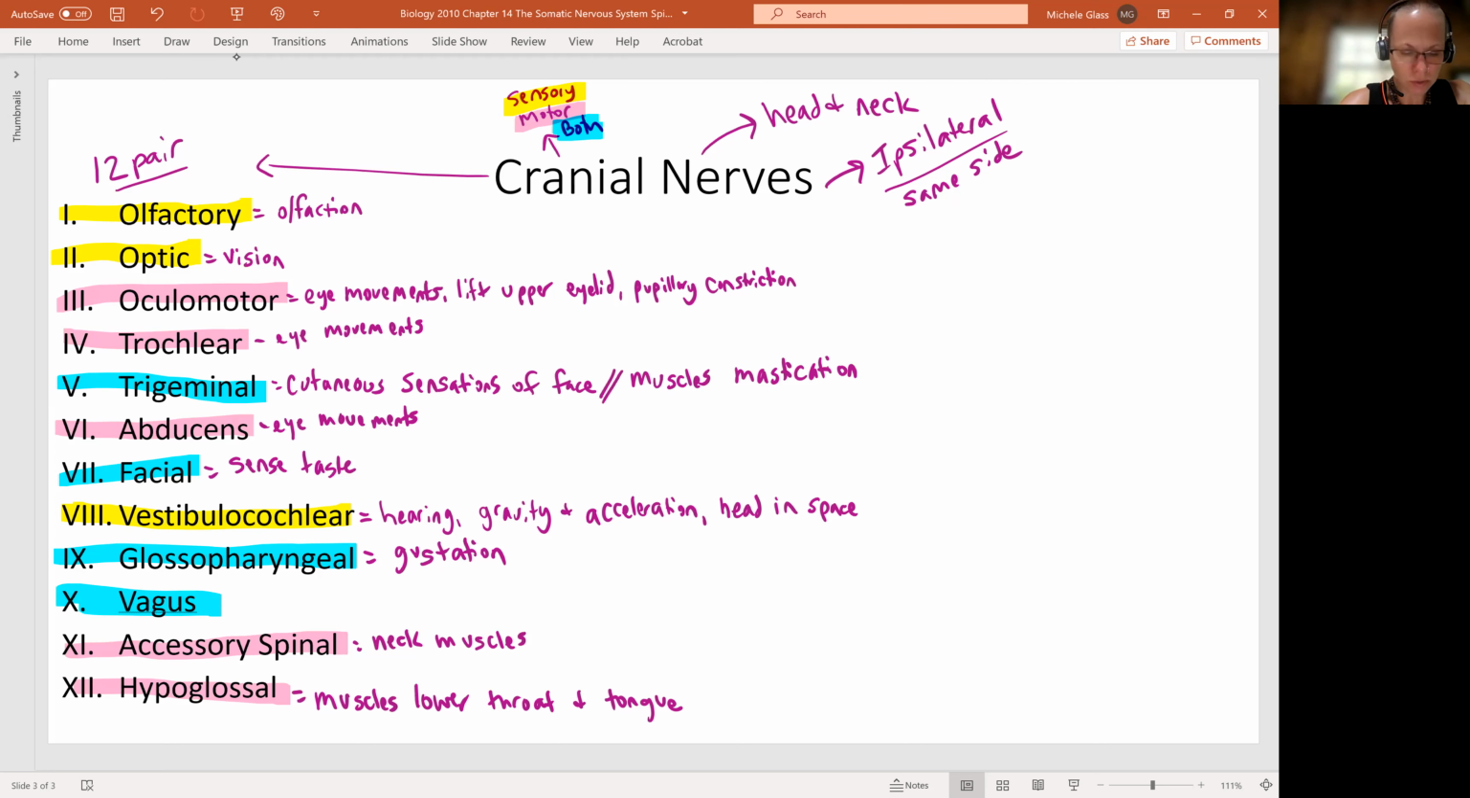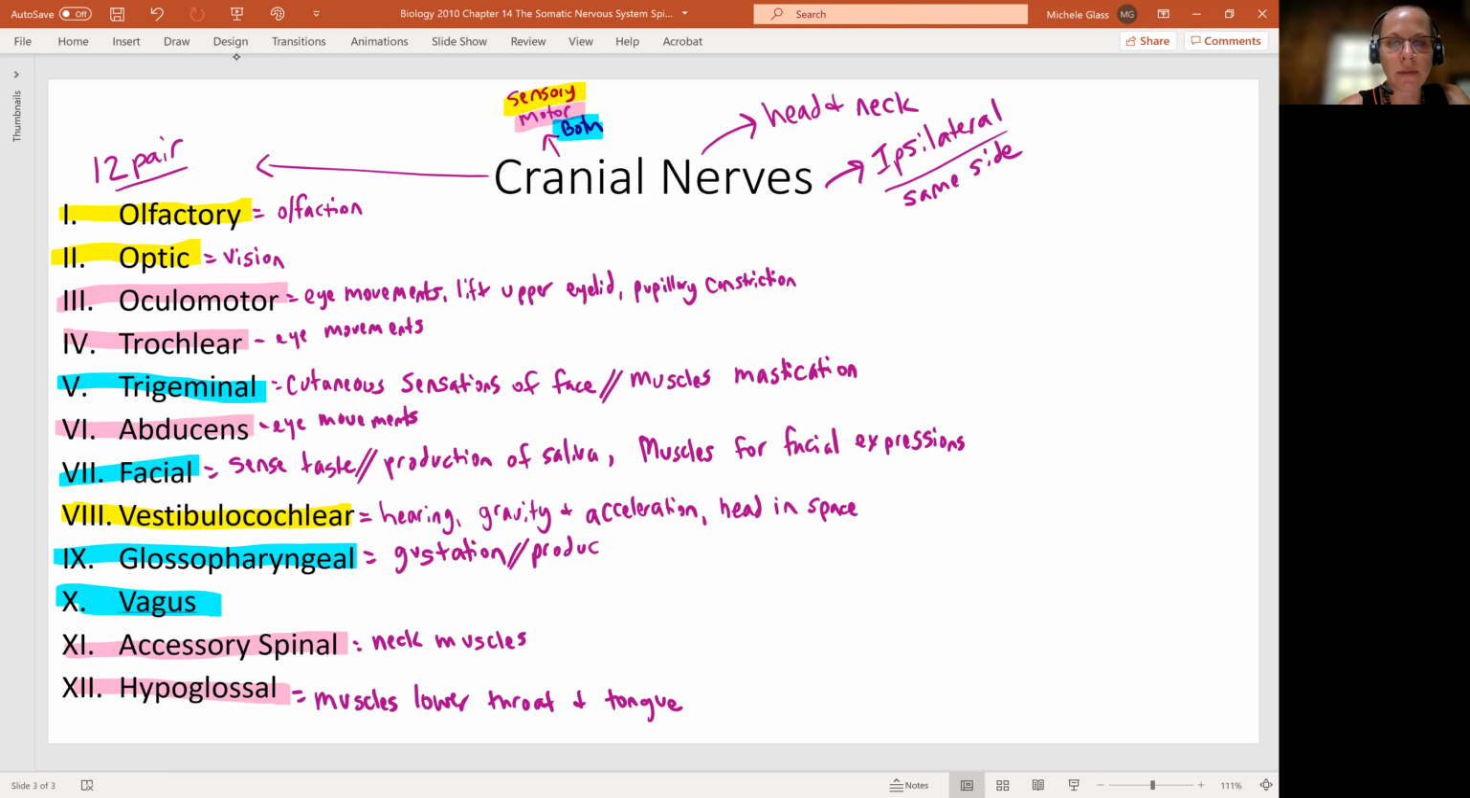For facial, we're going to see production of saliva, and we're going to see facial expressions, muscles for facial expressions. When we look at the glossopharyngeal, we had gustation there as well. We also get production of saliva here, and then we're going to get muscles of the oral cavity and the throat.